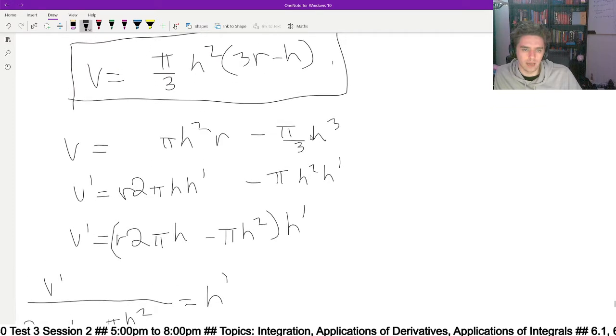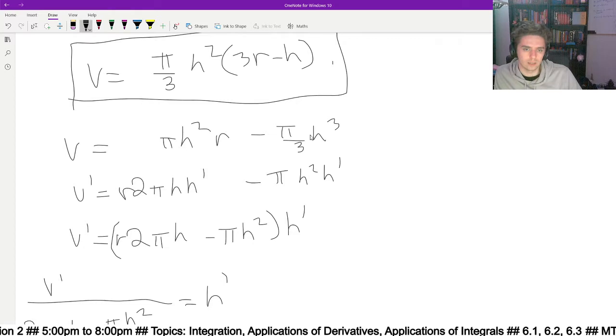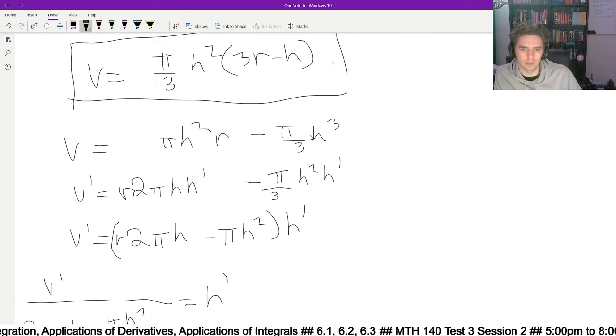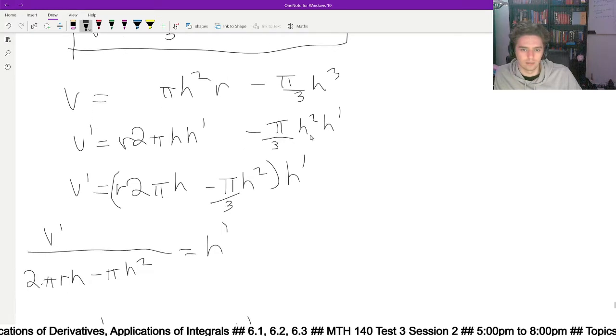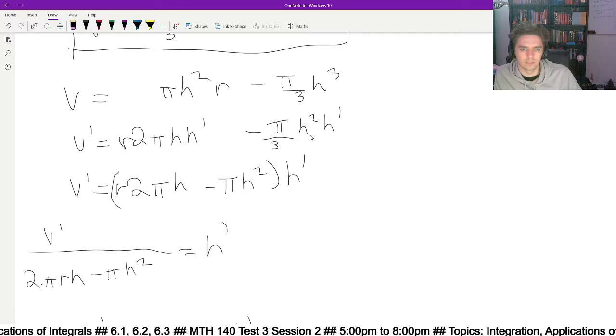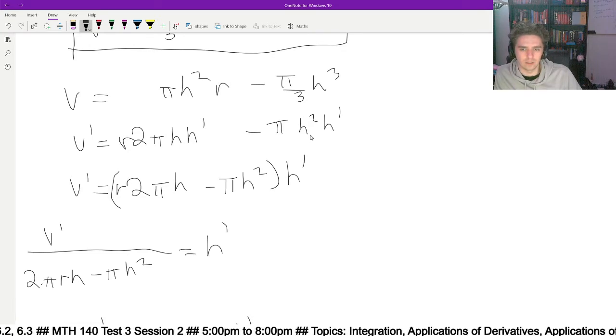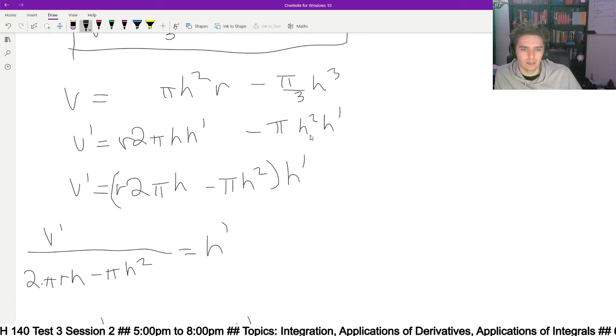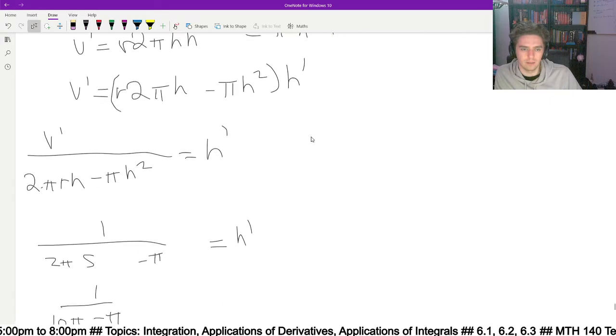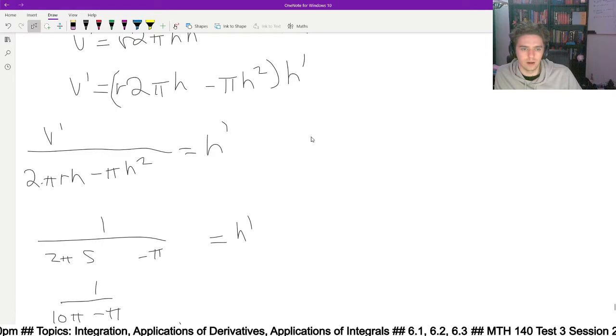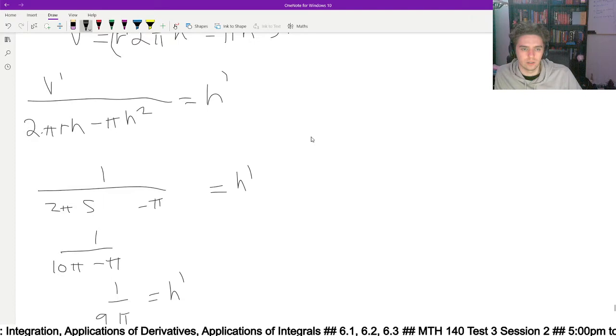So taking the derivative of that, r is a constant, 2 pi h prime minus, where'd the over 3 go? There you go. That was the problem. No, when you take the derivative, the 3 comes down, no? Multiply by 3. Oh, yes, never mind. I thought I had it. Take the derivative, that comes down, cancels, so it's h squared h prime. And now r 2 pi h minus pi h squared h prime, v over 2 pi r h minus pi h squared.